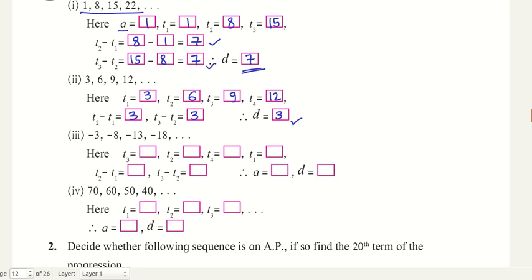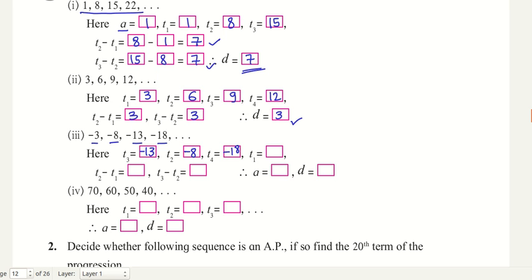Similarly for the third problem, it is given as minus 3, minus 8, minus 13 and minus 18. Here we have to be careful since negative numbers are given. Here it is not asked T1 or a, it is T3. So look at the series. T3 is minus 13, T2 is minus 8. They are jumbled: T3, then T2, and now T4. What is T4? T4 is this, minus 18.